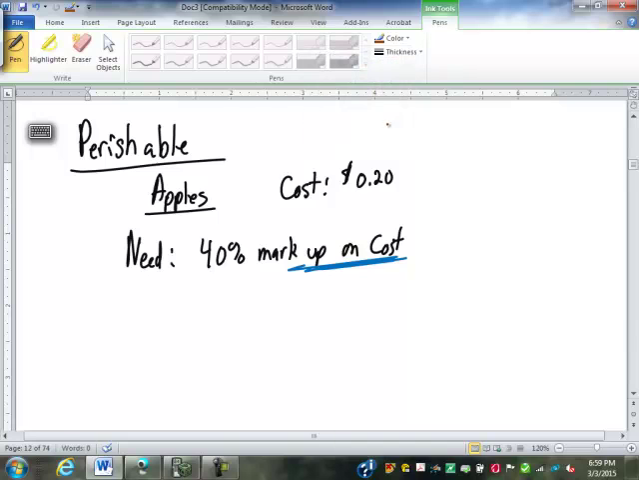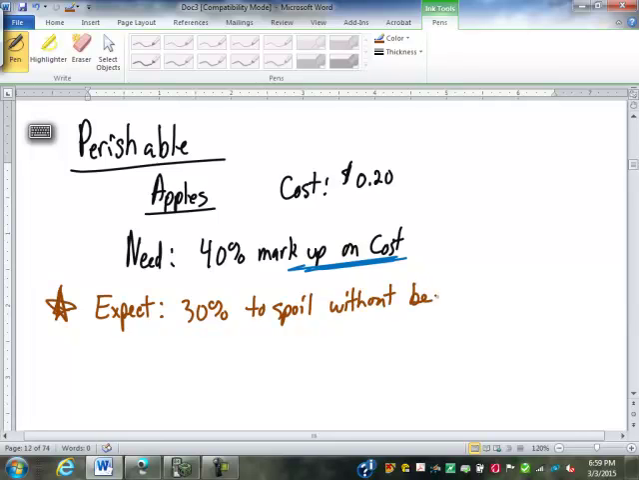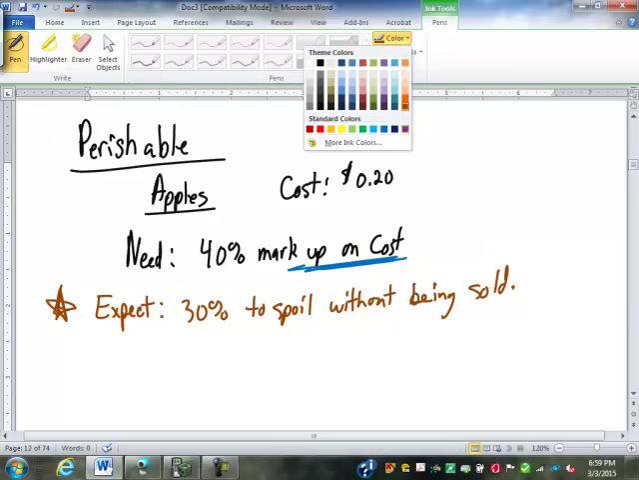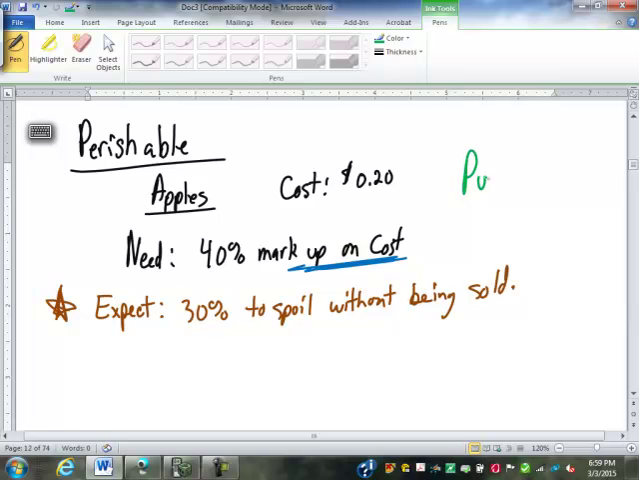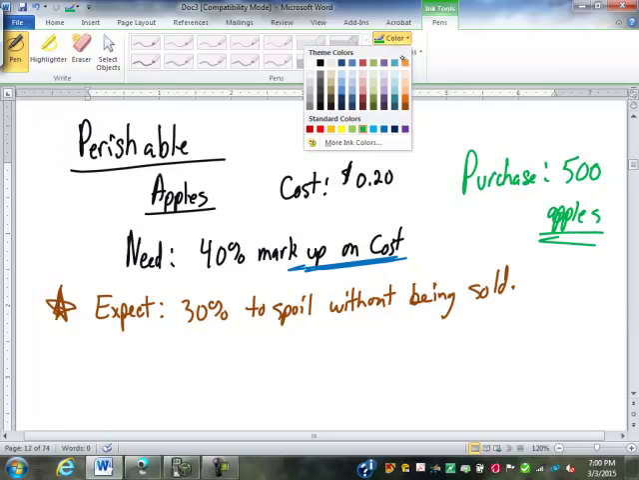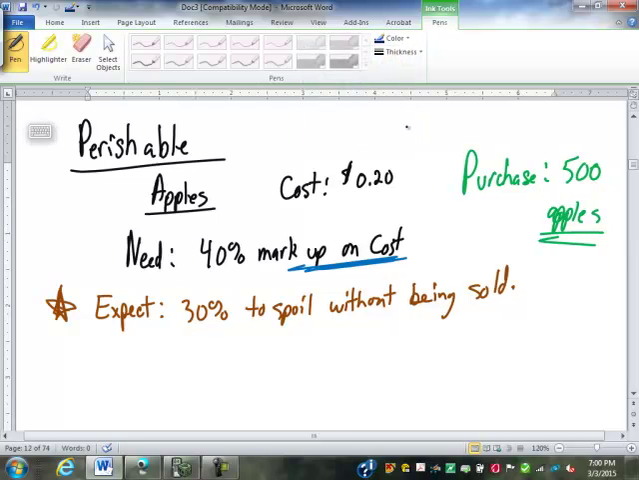So far, that looks pretty standard. It's this next piece that's going to be an issue. You expect 30% to spoil without being sold. In other words, they're going to go to waste, and you are going to recover nothing from them. Let's say you purchase 500 apples. We need to figure out what the selling price is going to be.